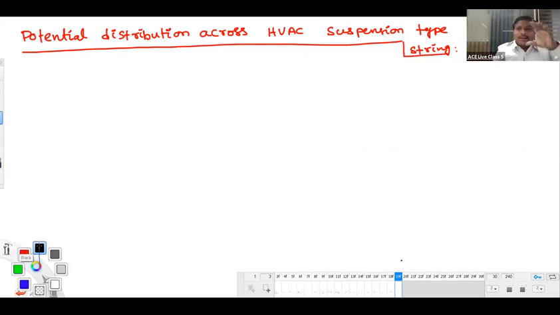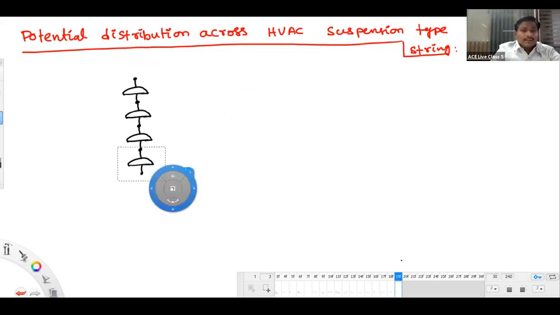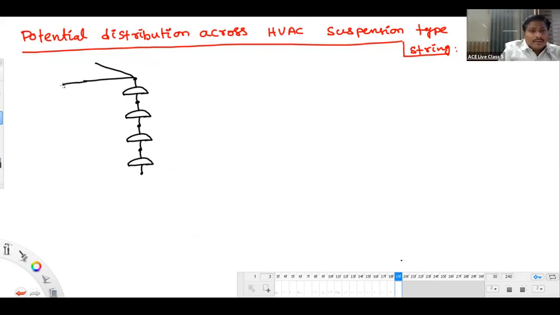I'm showing the suspension type string here. Let's say 4 units, 4 discs: disc number 1, disc number 2, disc number 3, and then 4. On this side we have a cross arm, as I said already, and this tower is grounded.